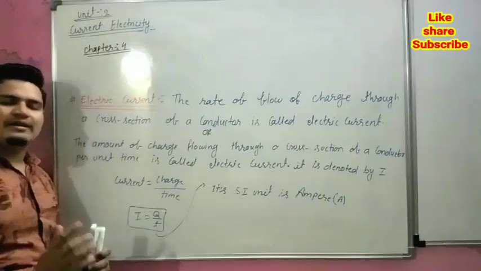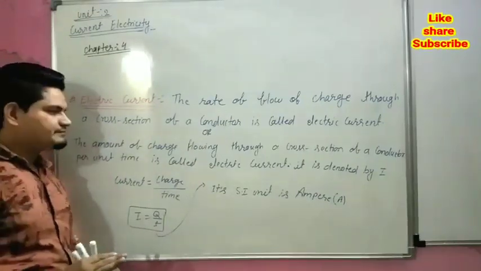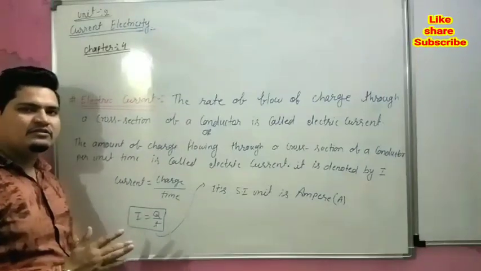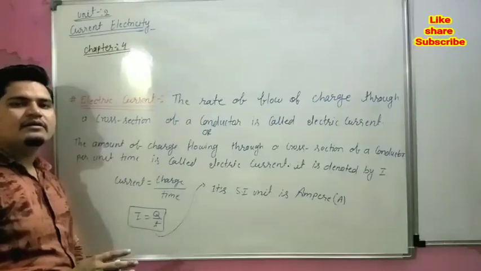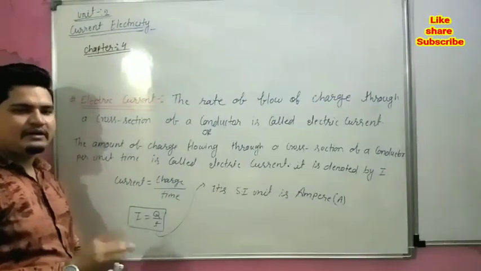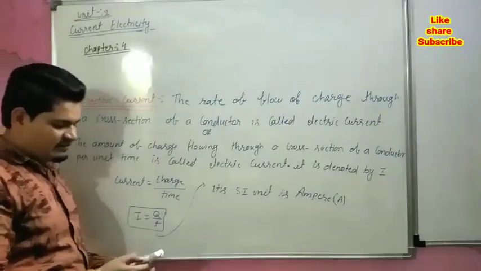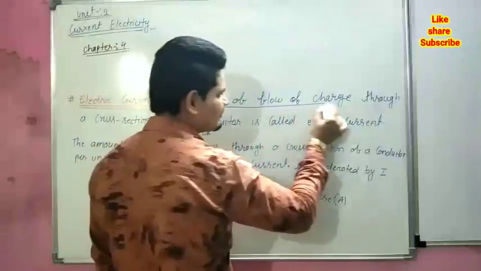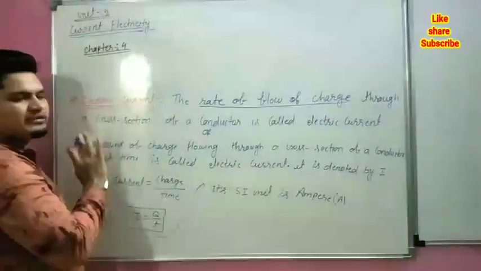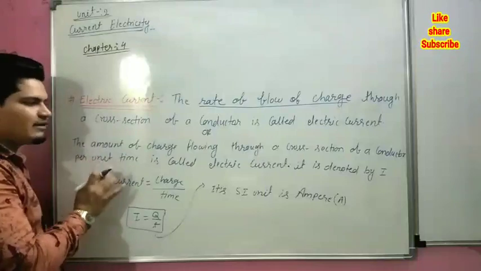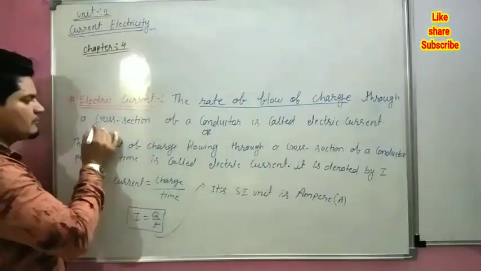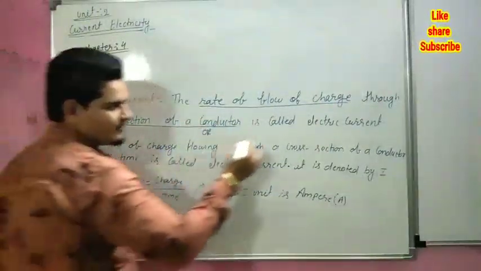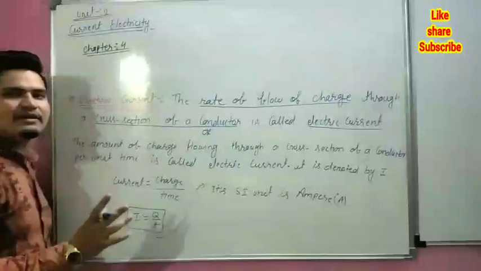Current is the rate of flow of charge per unit time. It's called electric current. So the definition is: the rate of flow of charge through any cross section area of the conductor is called electric current, or simply we can say current.